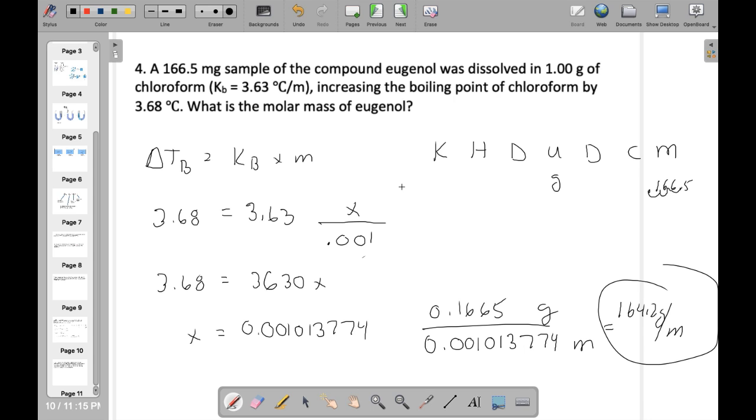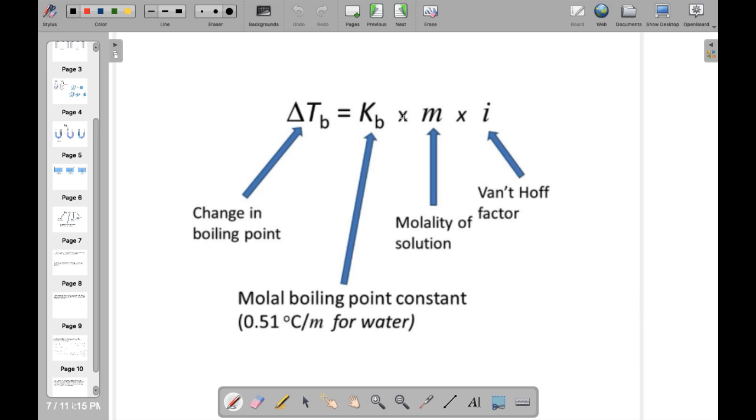Sorry, I forgot one thing. If this is for freezing point depression, this equation is exactly the same. And we put in the numbers exactly the same way. Except this will be a little f. And they're going to give you all the same information, but now it's just freezing point depression. So now you can solve freezing point depression and boiling point elevation problems on the test.